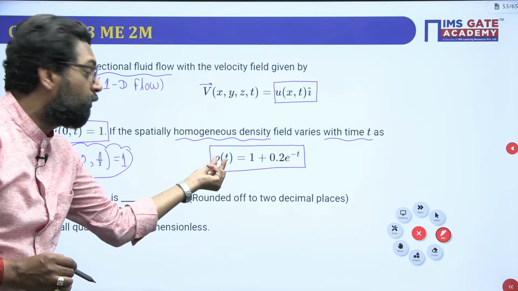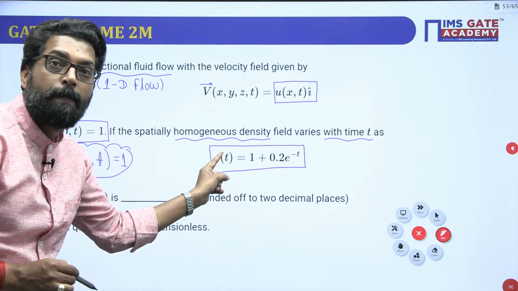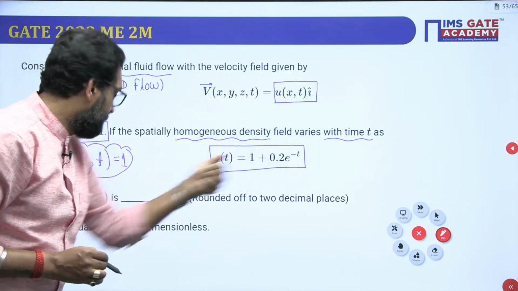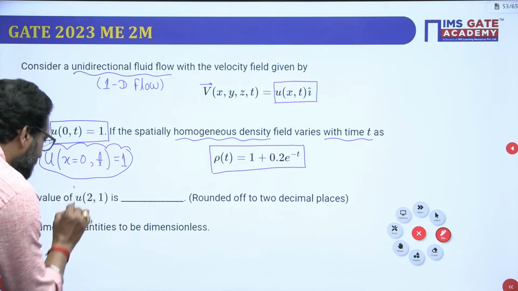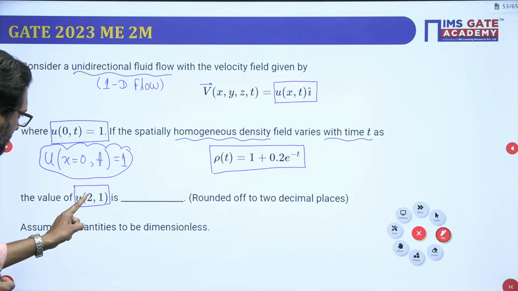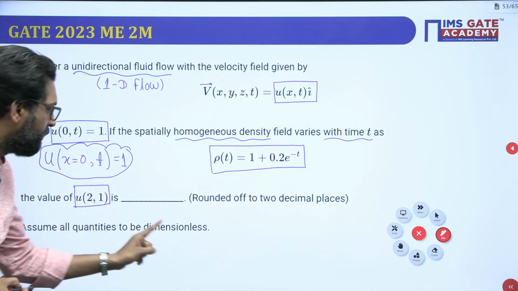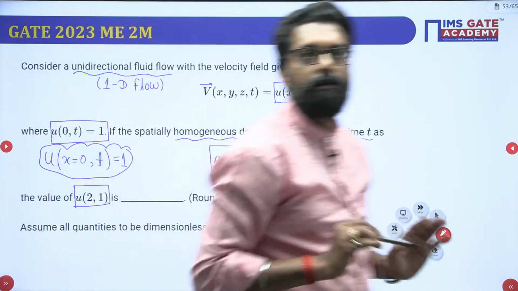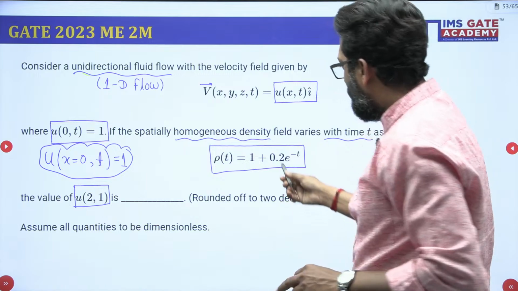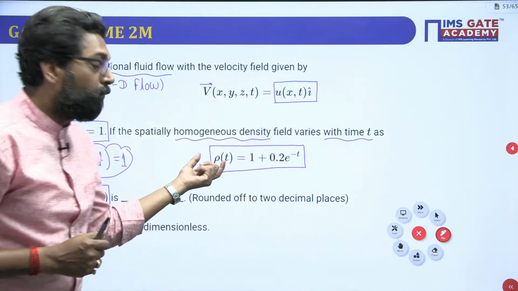That means this is your Lagrangian approach. Why? Because it does not depend upon the position. Okay, so this is your Lagrangian and this is your Eulerian. So the question is: what is the variation of density at x is equal to 2 and time is equal to 1? So this is a varying density, but the variation of density is only with respect to time.